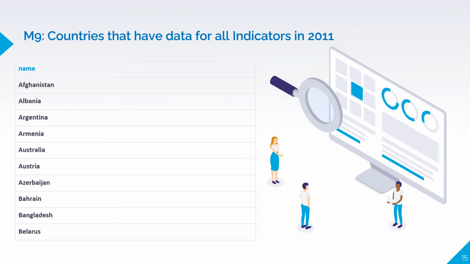For M9, we had the countries that contain data for all indicators in 2011. We found that 93 countries have data for all 5 of our indicators. And that's it for our mandatory analysis.